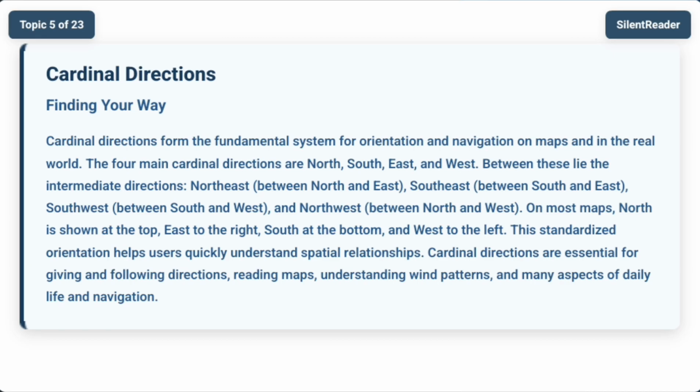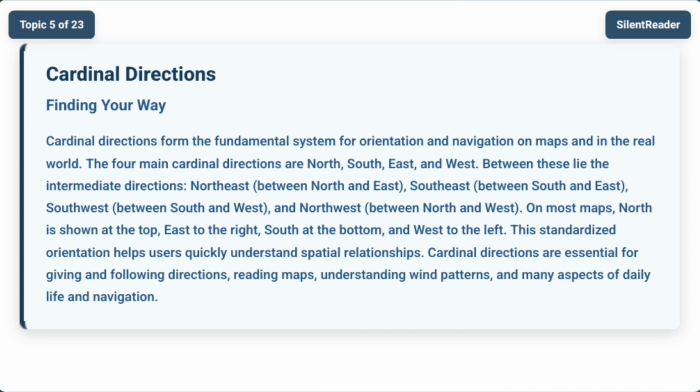Cardinal directions. Cardinal directions form the fundamental system for orientation and navigation on maps and in the real world. The four main cardinal directions are north, south, east, and west. Between these lie the intermediate directions: northeast between north and east, southeast between south and east, southwest between south and west, and northwest between north and west.